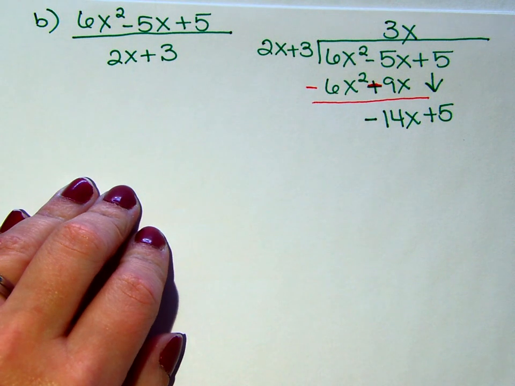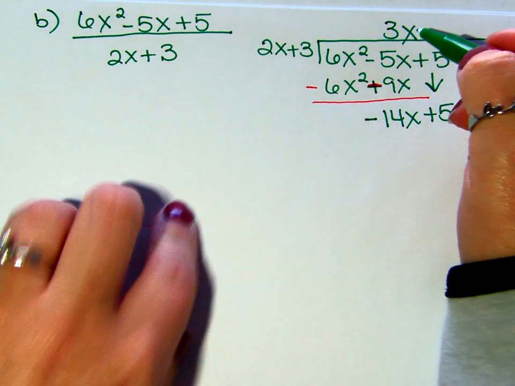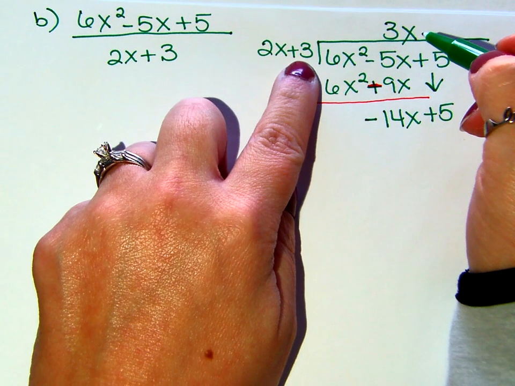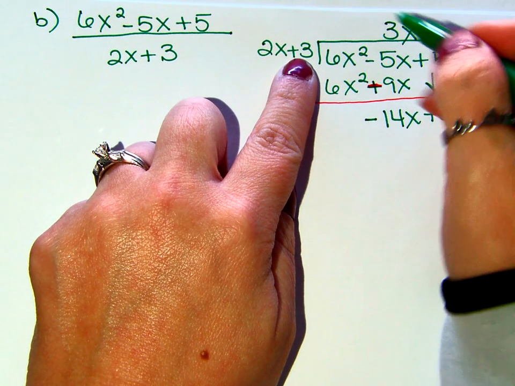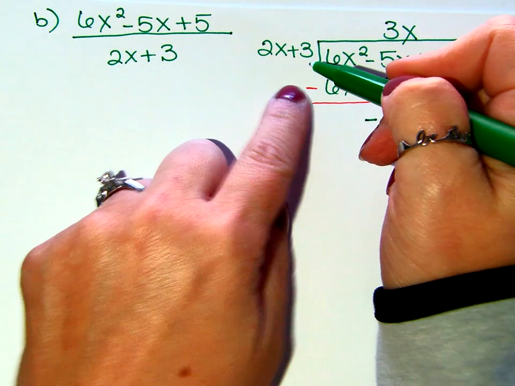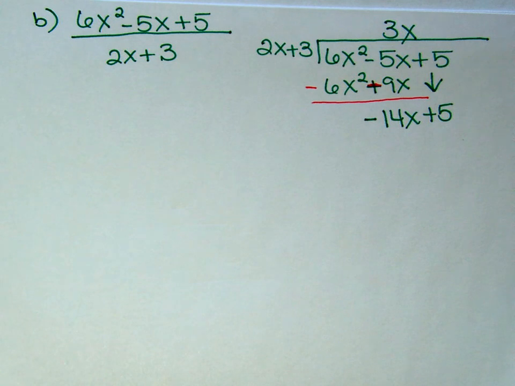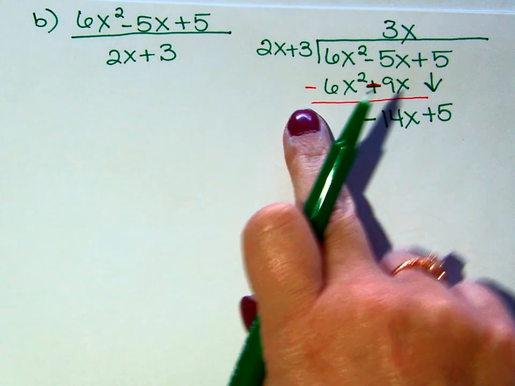Hold on, where did you get the 9x from? I took 3x times this plus 3 that's out here, because we have to take whatever we put on top times however many of the terms over here that we actually have. And then when I changed my signs, it became the negative.